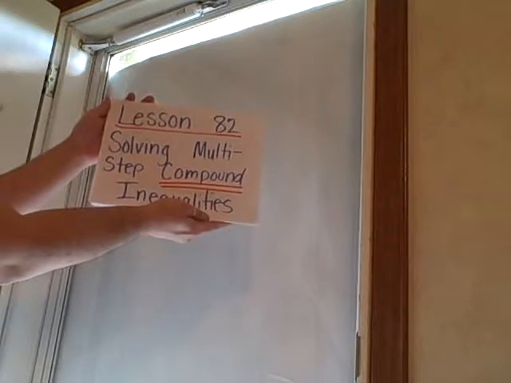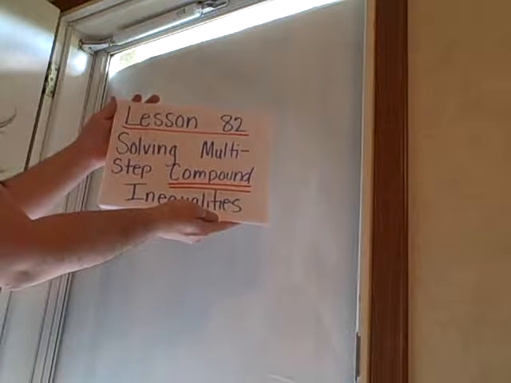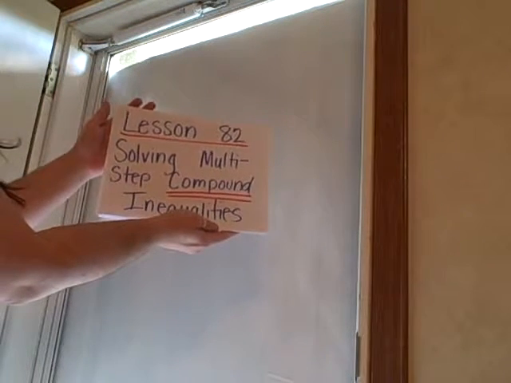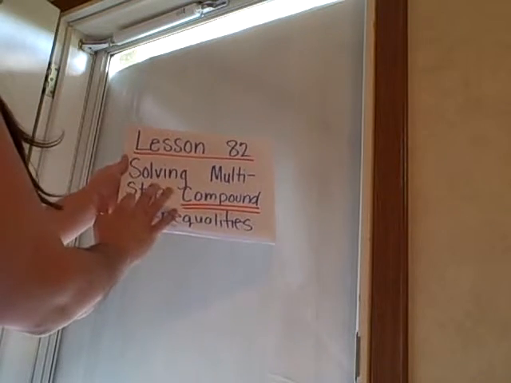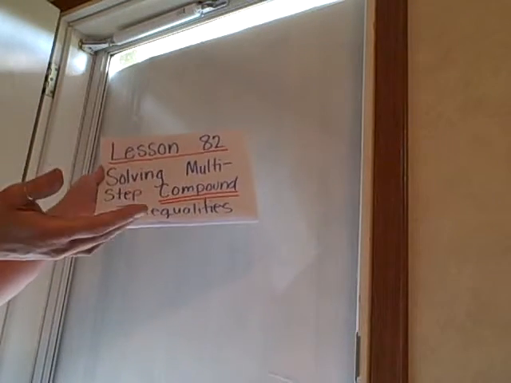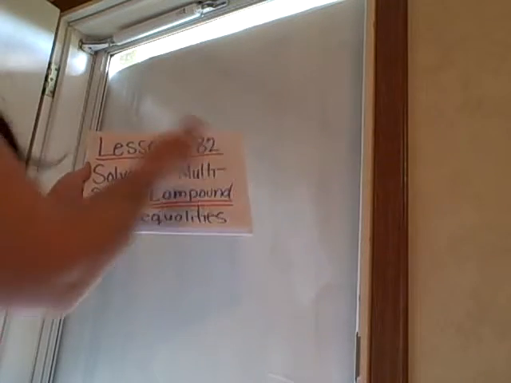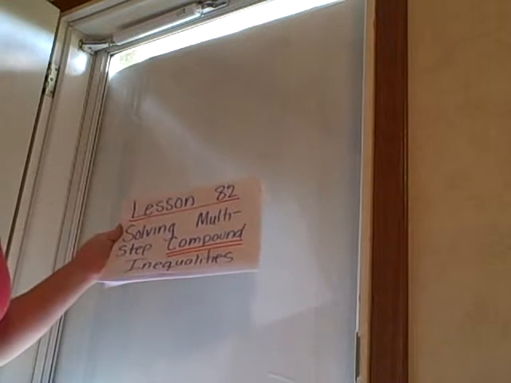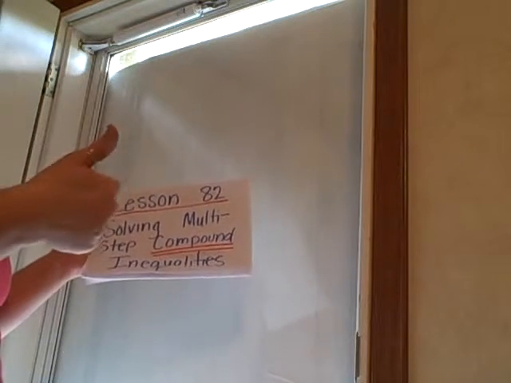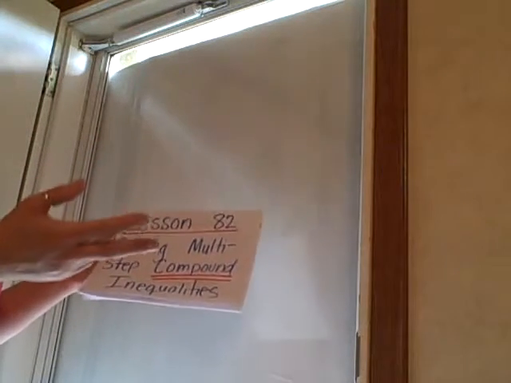Lesson 82, solving multi-step compound inequalities. Well, what is multi-step? Multi-step means it's more than one step. Compound inequalities means that we're dealing with inequalities that involve the word and or. Those are what compound inequalities are.